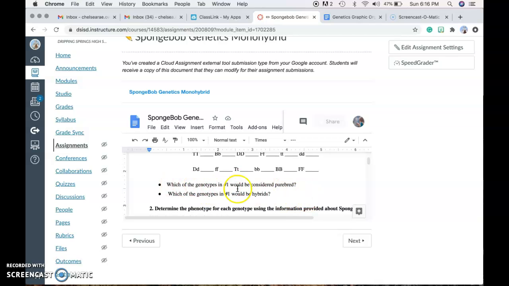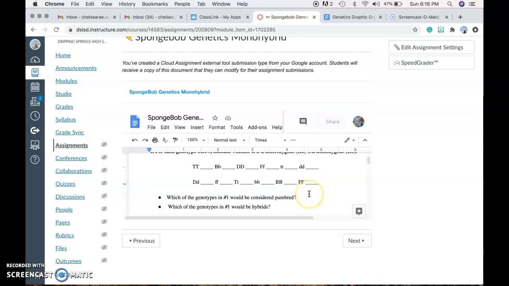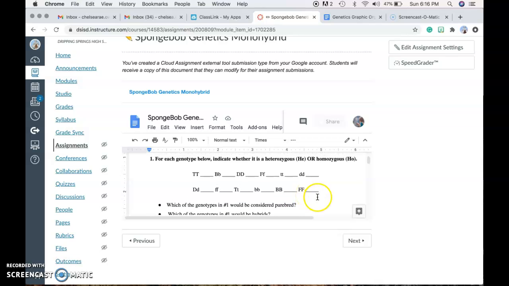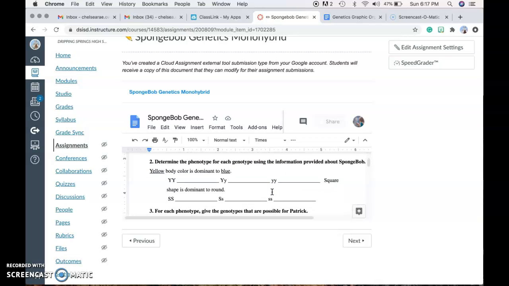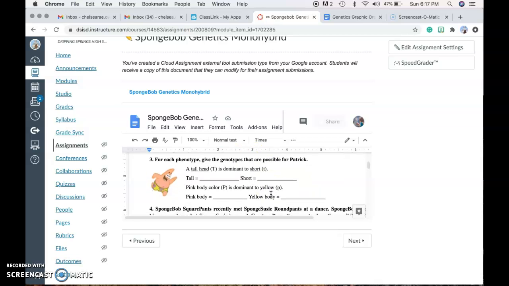Next question says, which of the genotypes in number 1 would be considered purebreds? So purebreds are something with 2 of the same alleles. So anything that's homozygous is a purebred. Anything that's heterozygous is a hybrid. Next, you're going to figure out the phenotype. They tell you yellow body color is dominant to blue. So knowing these genotypes, what color would those sponges be?